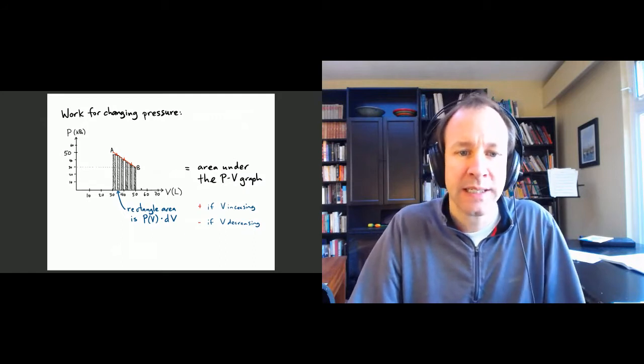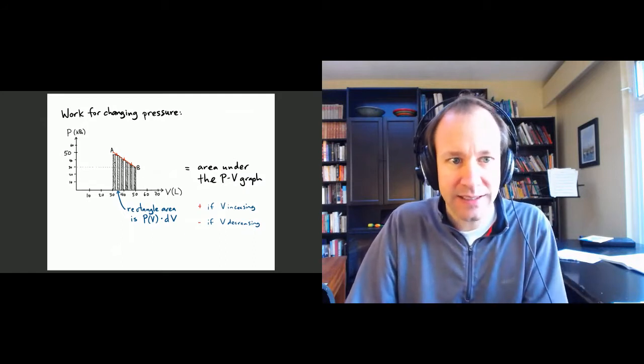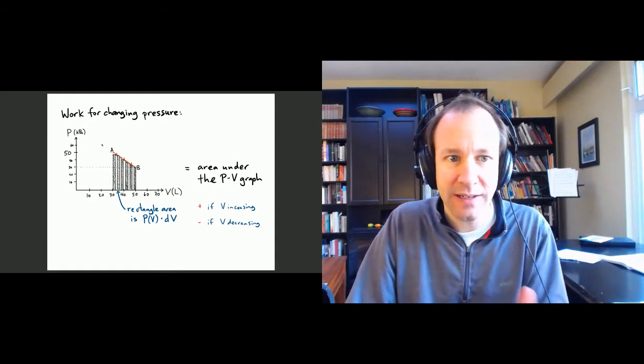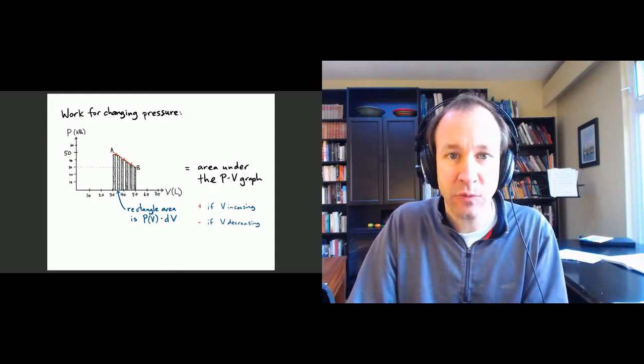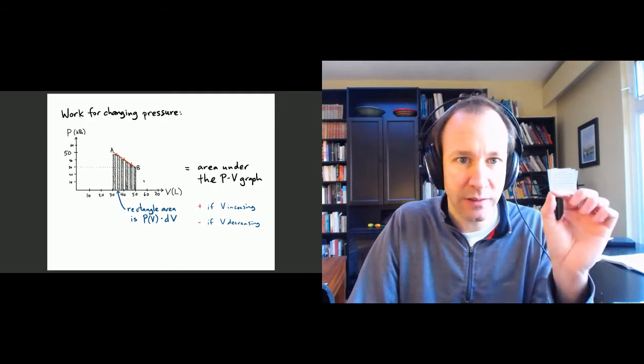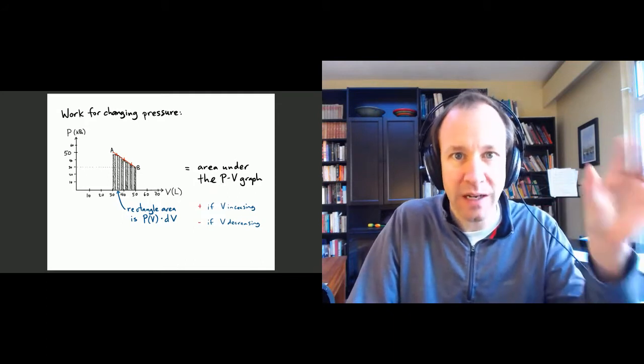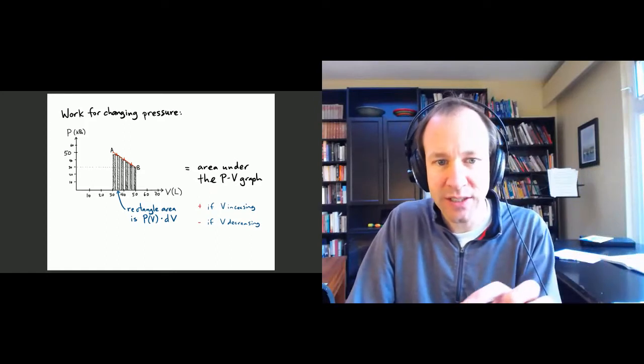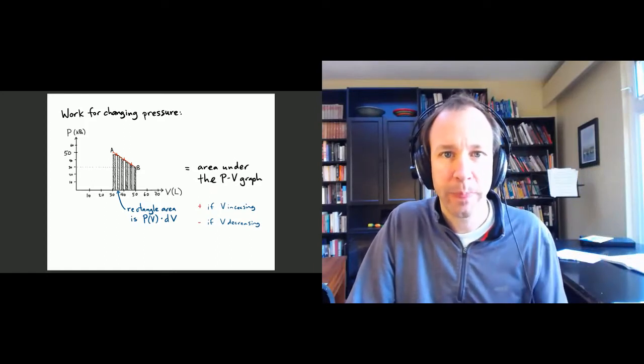So we said that occasionally it's useful to plot one of these processes on a pressure volume graph. So we're just looking at the pressure and the volume at all of the points through the process and then showing how that changes from the start to the end. Okay.